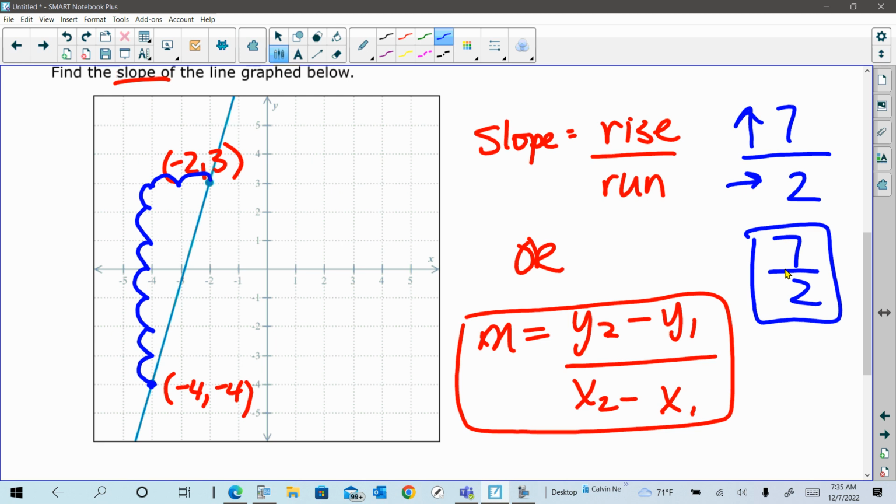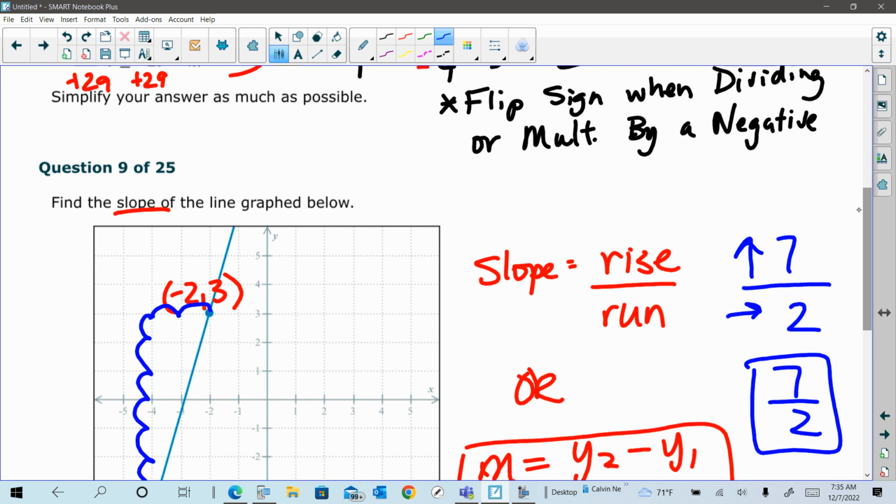And then also you should be able to recognize it, because if your line is increasing, it's positive. So any line that goes this way is a positive slope, and any line going down would be a negative slope. So just remember those.